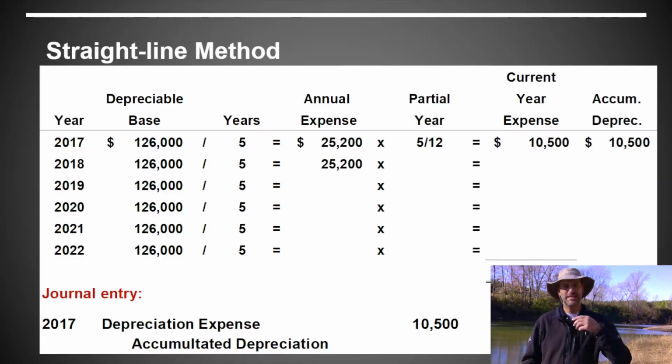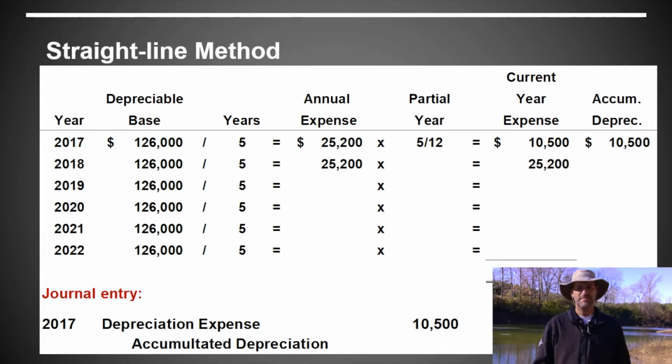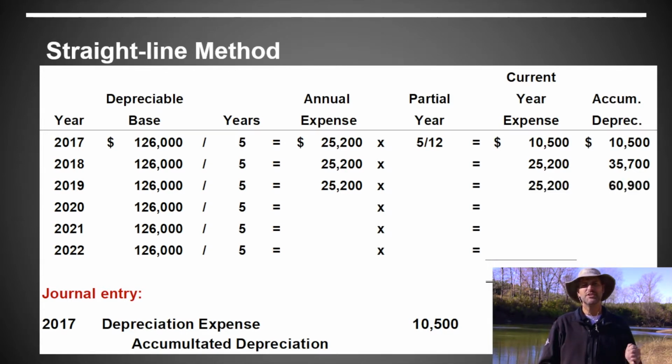In the next year, in 2018, the depreciable base stays the same. We still have 5 years. The annual depreciation rate stays the same, but we have a full year of depreciation in the second year. So our current year expense is going to be the full $25,200. Now, we just continue doing this every year. The depreciation amount stays the same for essentially those 4 years because it's straight line.